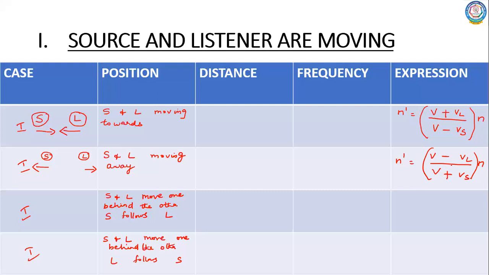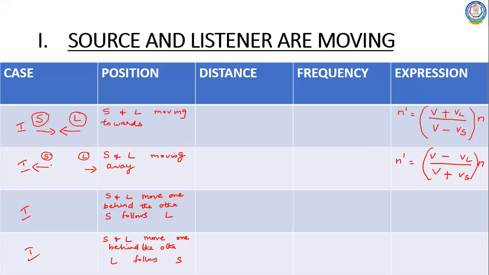Are you able to understand now? So this is the equation for apparent frequency. N dash is equal to (V minus VL) by (V plus Vs) into N. Is it clear? Arrow moving towards right is taken as negative, so I have put a negative sign here.